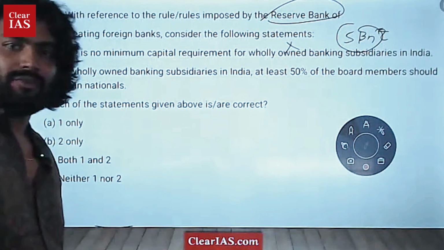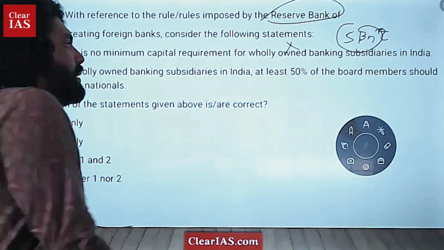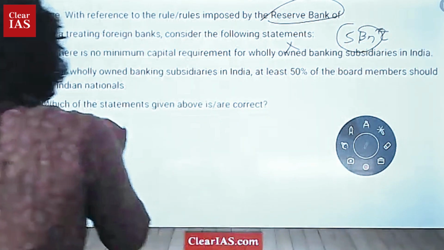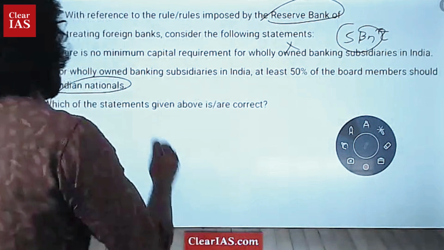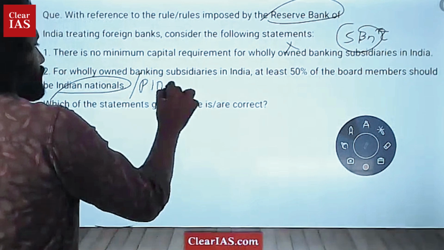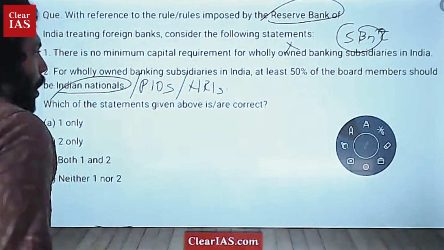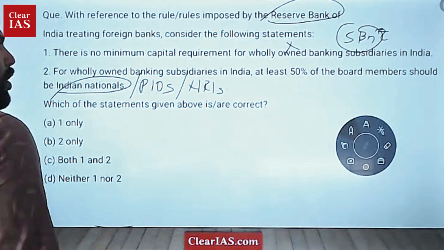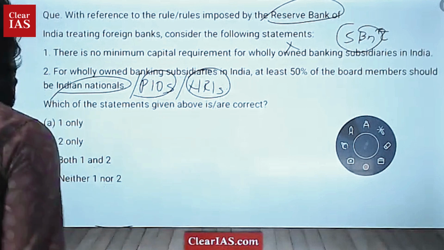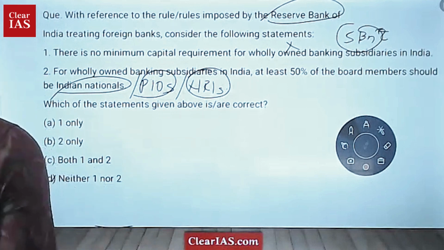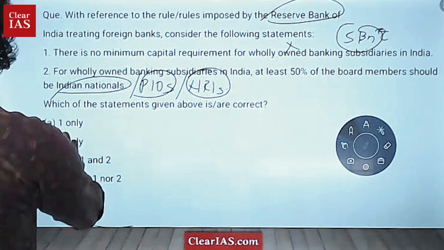This is a factual question. If you know, you can answer. For wholly owned subsidiaries in India, at least 50% of the board members should be Indian nationals. According to the RBI press statement, it should either be Indian nationals or PIOs, persons of Indian origin, or NRIs. So from my understanding, it need not necessarily be Indian nationals, it could be PIOs or NRIs. So either the answer is D. If this statement is given as correct by UPSC, the answer could be B.